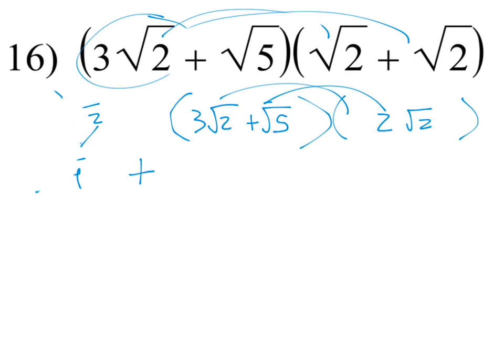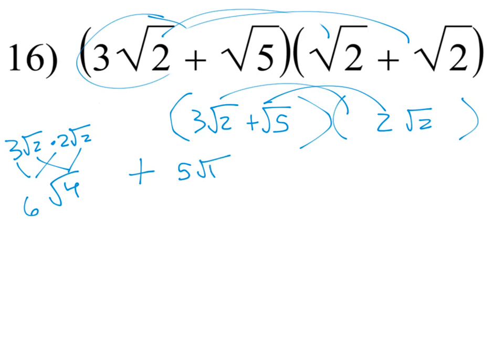And so the stuff on the left side is going to turn into 3 root 2 times 2 root 2. The things in front multiply together to make 6. The things inside multiply together to make 4. So we get 6 root 4. And then we've got root 5 times 2 root 2, which is going to give you 2 root 10. And so we're going to be adding these two together.